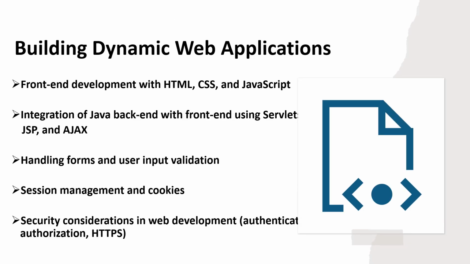As for the practical demo, I'll show different ways of using Java in Eclipse, and then I'll also show building a dynamic web application, that is, front-end web development with HTML, CSS, and JavaScript. This will be the front-end part, and then how Java is used in the backend. Integration of the Java backend with the front end using servlets, JSP, and Ajax, and handling forms, user input validation, session management, cookies, and security considerations in web development, which include authentication, authorization, and HTTPS.